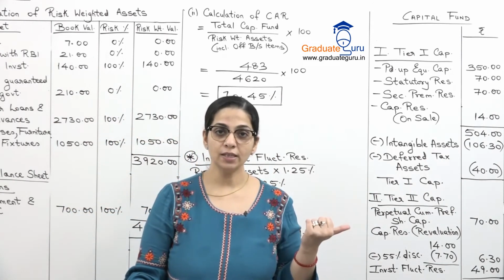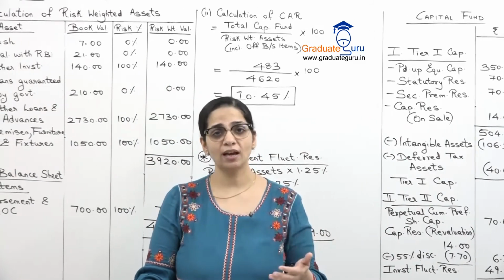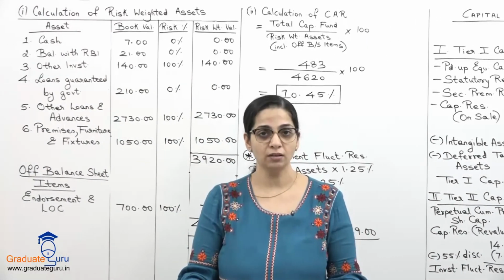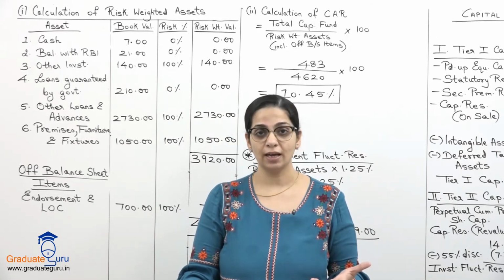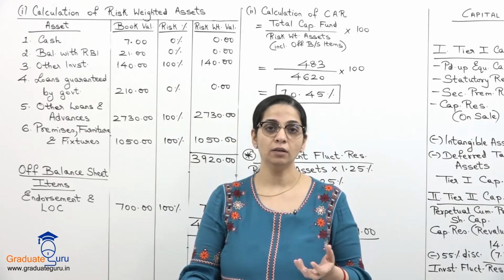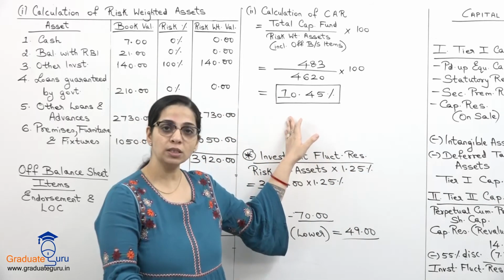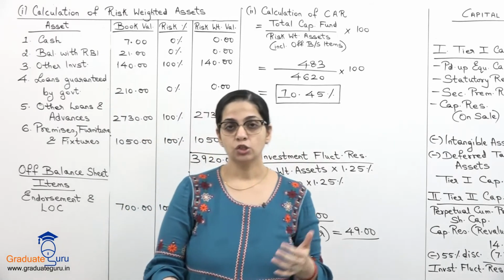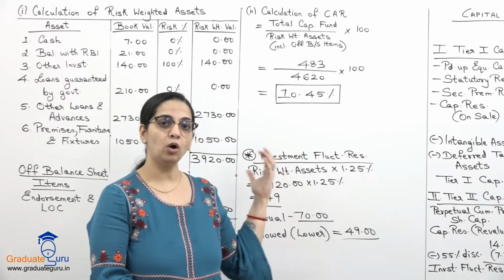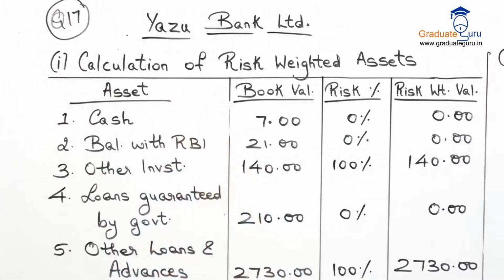So in this case, the bank is maintaining more than what is required in the CAR. It is more than 9%. 9% is our cutoff limit. So here the bank has more CAR, which is good. So take this down. Then I'll give you a homework sum based on this.